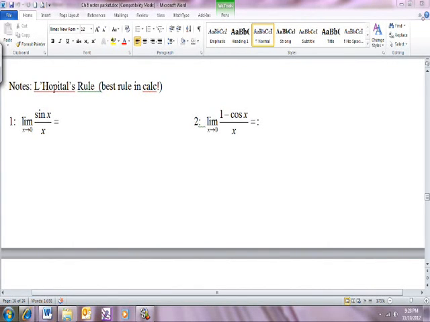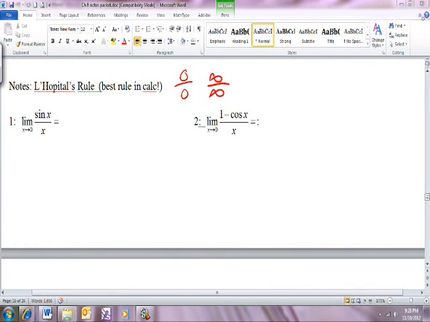Alright, L'Hopital's rule is a very easy rule to use, and it mainly comes out when you have something like 0 over 0 or infinity over infinity, any of the indeterminate forms. So here's a really good example.